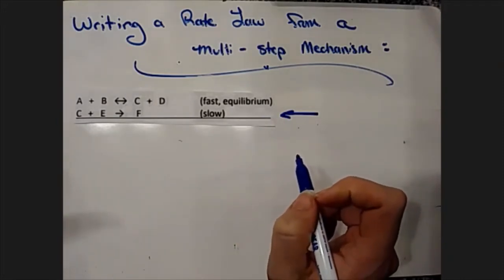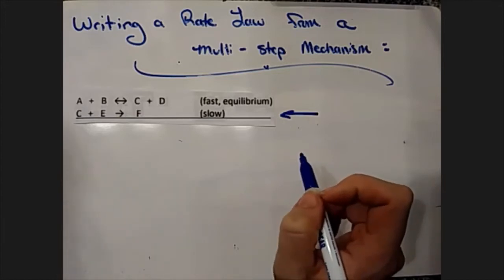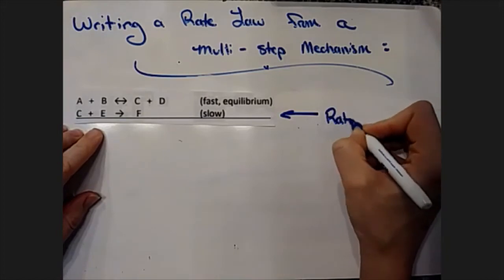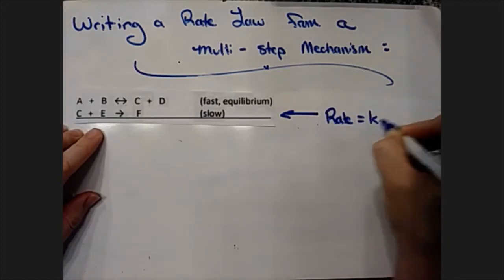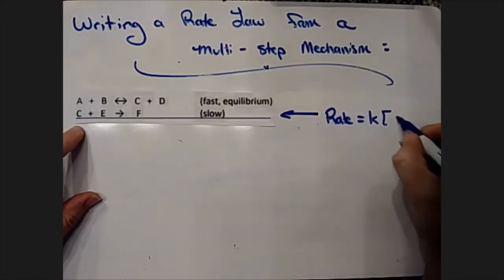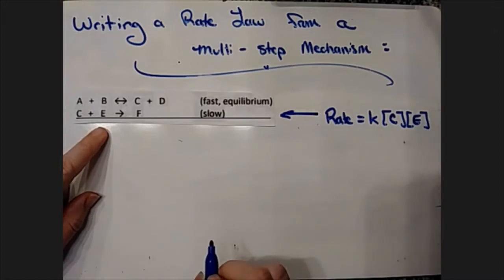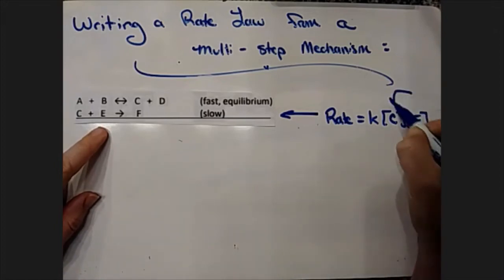But for right now, I have no choice. I must write the rate law from the slow step. So for right now, my rate is going to equal k times my concentration of C times my concentration of E. But again, I need to get rid of this intermediate.